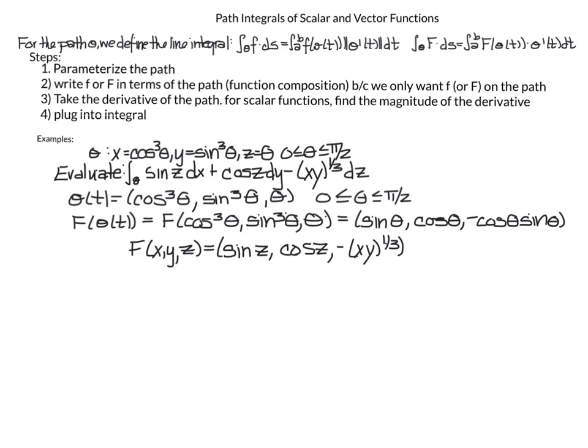The next step is to take the derivative of the path, so I have my sigma prime. Cosine cubed becomes minus 3 cosine squared sine of theta. The sine cubed becomes 3 sine squared cosine theta, and the theta becomes 1. And now I can plug into my integral using this formula from a to b. Oops, so that should be 0 to pi over 2. I'm so used to doing 2 pi, so you should watch that too. Pi over 2. And then I have my f of sigma of t.